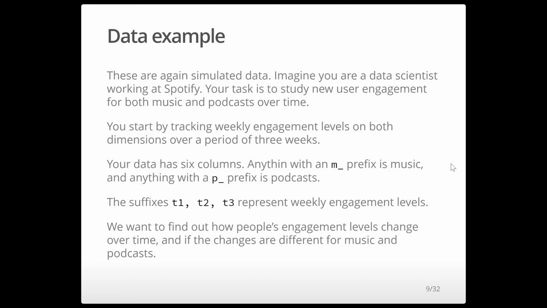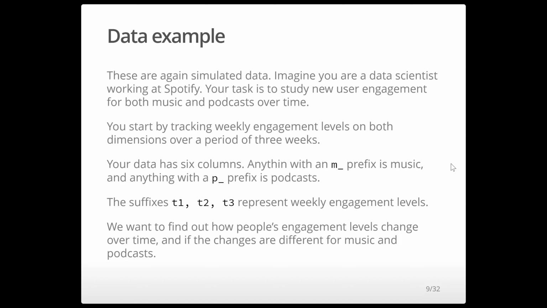So we're going to look again at simulated data. I've been liking this idea of using simulated data where I can tell the story that I want to tell using data. Here we're going to imagine that we're a data scientist working at Spotify. This is based on some stories a friend of mine who worked at Spotify has told me. I tried to simulate some of the trials and tribulations he goes through.